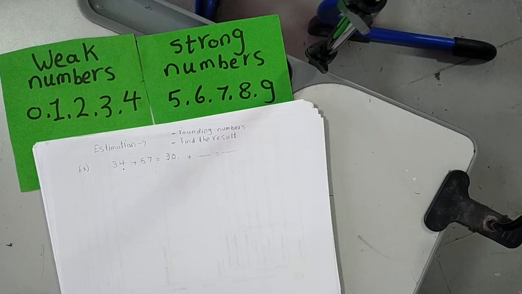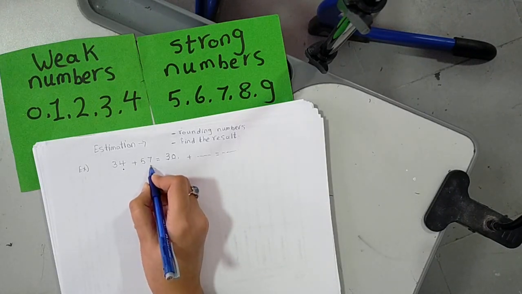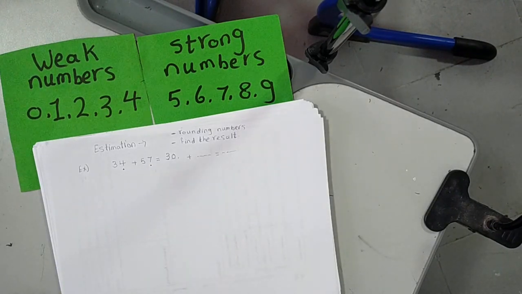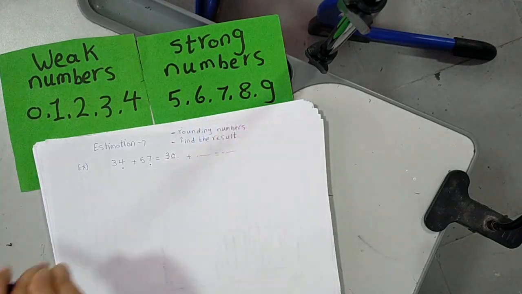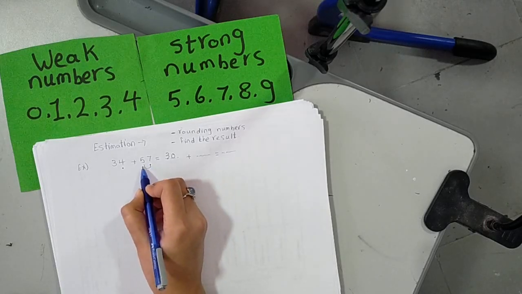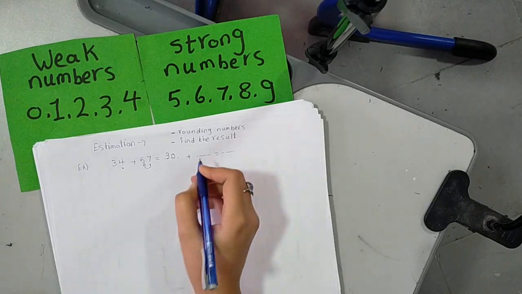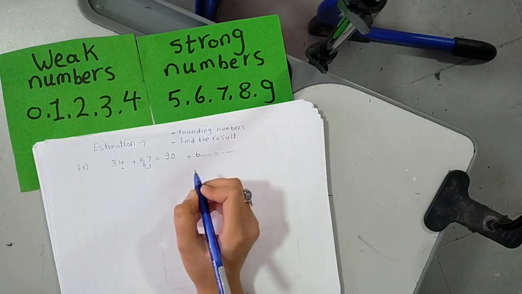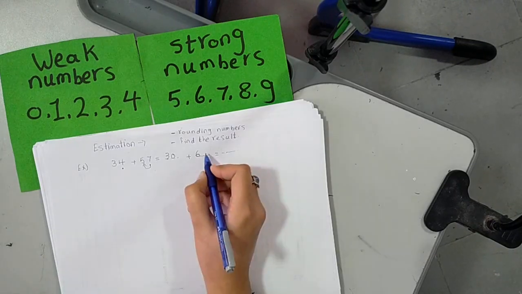Okay, the second number is 57. I have to round it also. 57, we will stop at ones. Okay, the ones here is 7. 7 is a strong number. So I have the power to push 5 to the next number that comes after it. After 5, 6. And the second step, write your new ones, 0.